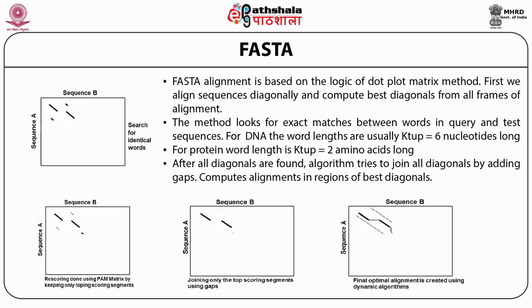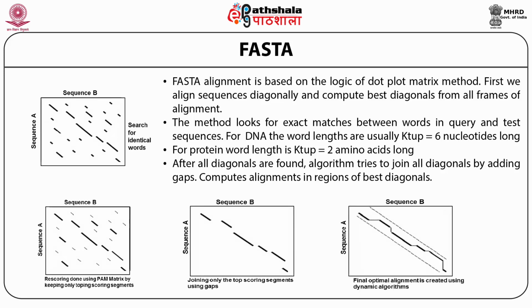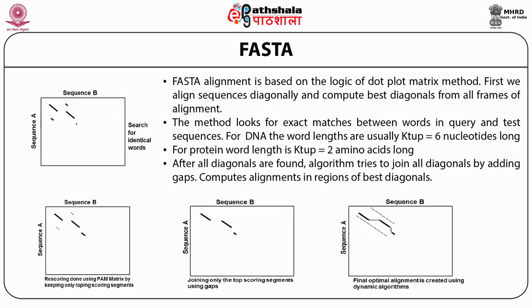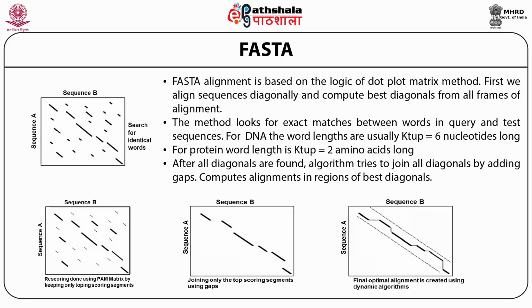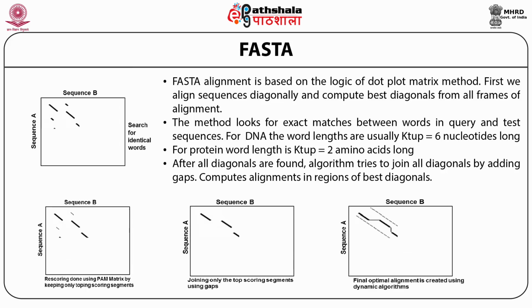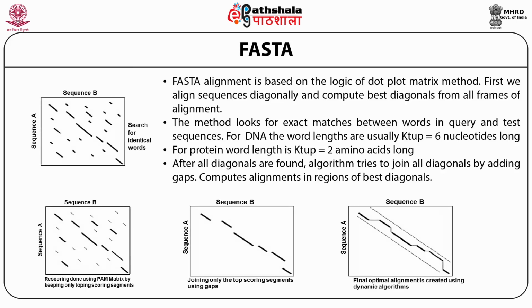What we use for that is the word length. For example, for a nucleotide sequence, the word length is 6 nucleotides long, which is called a ktup. For a protein, the ktup is 2 amino acids long. Based on this alignment, you follow the diagonal path. After you find the diagonal path, the algorithm tries to join all the diagonals by adding gaps and computes the alignment in the regions of best diagonals.